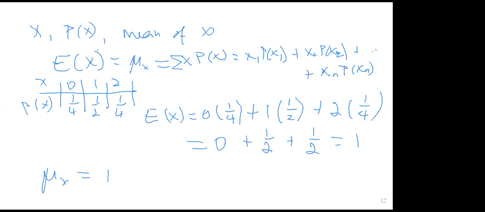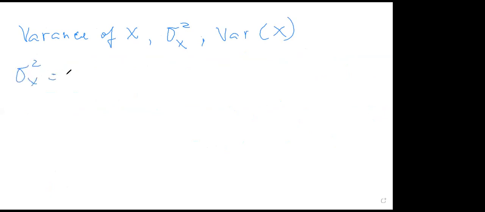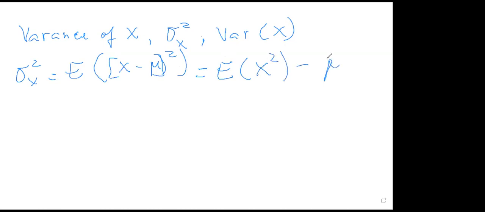Now about the variance. The variance of x is denoted by sigma squared x, or variance of x. And it is equal to the expectation of the square of the deviation from the mean. So we can also write it as E of x squared minus mean squared, where E of x squared is equal to the sum of x squared times p of x.